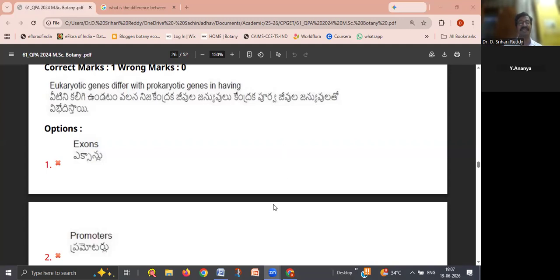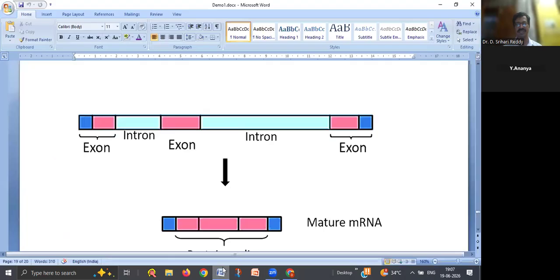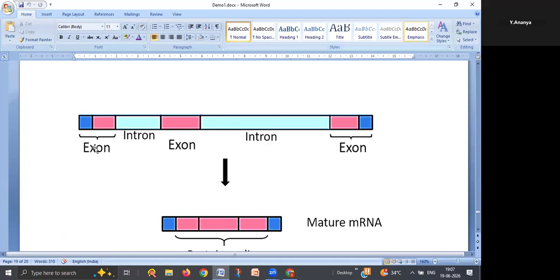What is splicing? Just see this diagram. Here you see there are some genes called exons and some called introns. Exons and introns are all mixed in the case of eukaryotic genes. So what are the exons? Exons are the active parts and introns are inactive.